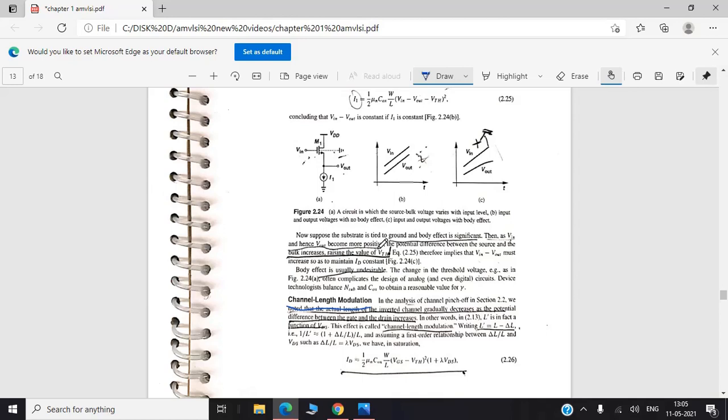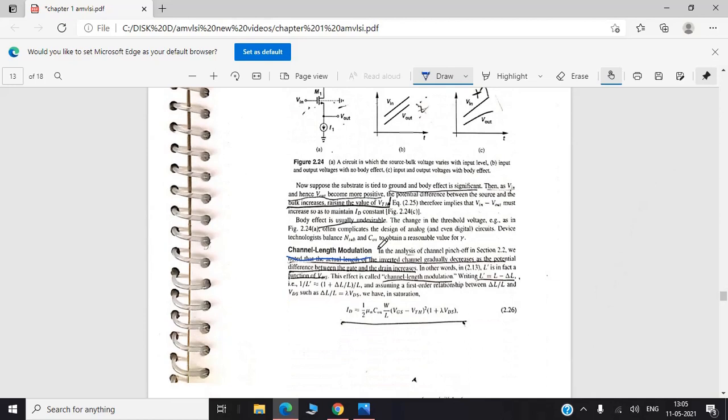So what happens is, if you have a device which is designed in such a way that at 0.7 volts it has to turn on, it will not turn on at 0.7 volts because of this body effect. It might get turned on at 1.7 volts or 2.2 volts or something. So at that point of time you actually don't need your device to be turned on. That is what will happen because of the body effect.